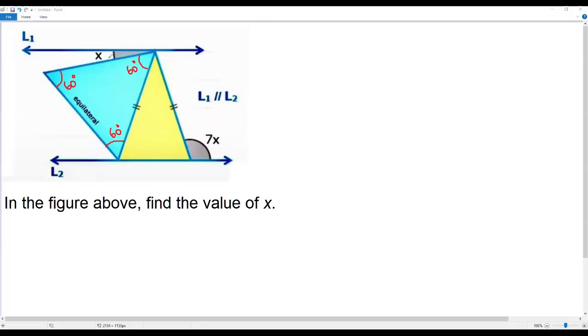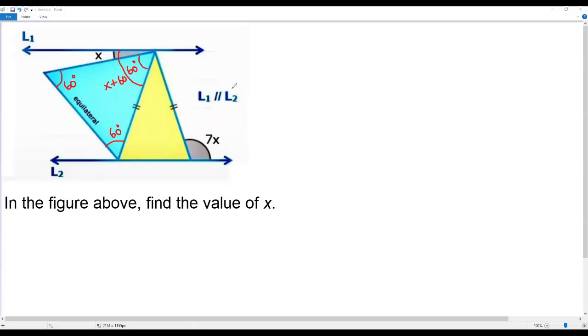Okay, now let's consider the angle measure over here. This is x and this is 60 degrees. Then what is the angle measure over here? This is x + 60 degrees. Because here we have x and this part is 60. So when I combine these two angle measures, I am getting x + 60.